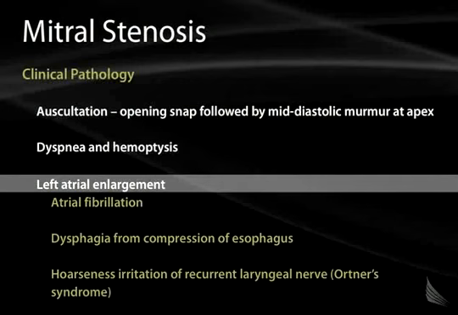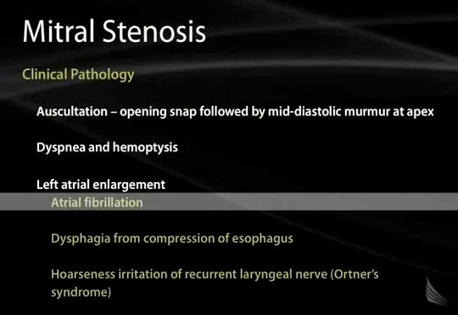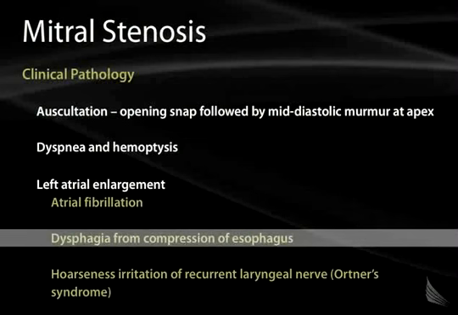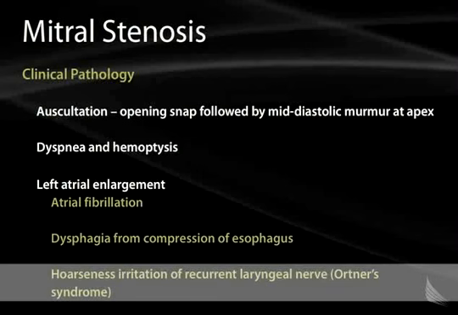Left atrial enlargement can be a result of mitral stenosis, leading to an increased risk for atrial fib, or dysphagia from compression of the esophagus because of the enlarged atria. You can also get hoarseness or irritation of the recurrent laryngeal nerve secondary to this enlargement.